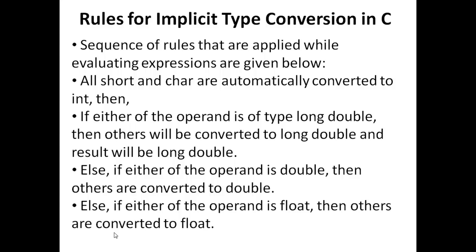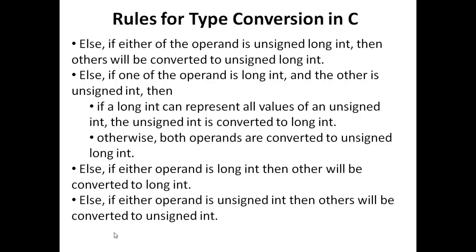All the short and character types are automatically converted to integer. Then if either of the operands is of long double type, then the others will be converted to long double, and the result will be long double. Else, if either of the operands is double, then the others are converted to double. Else, if either of the operands is float, then the others are converted to float. Else, if either of the operands is unsigned long integer, then the others will be converted to unsigned long integer.